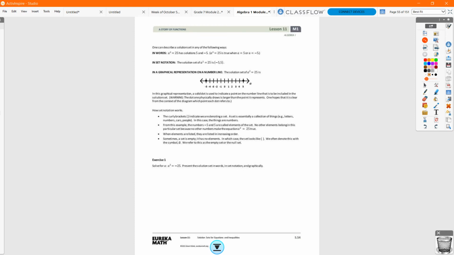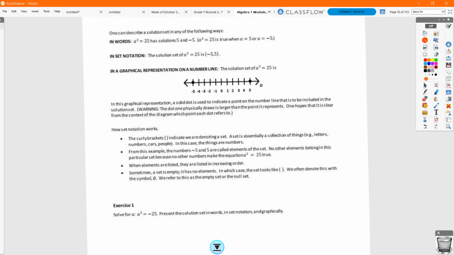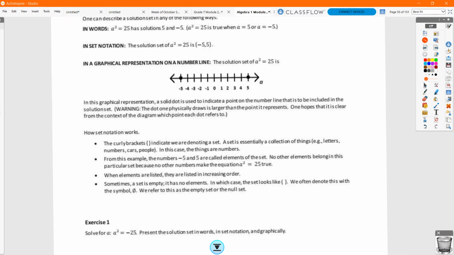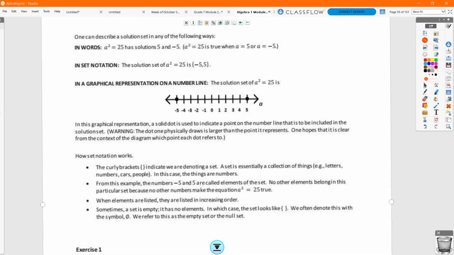So here you go. This is actually a wonderful spot right here, and it shows you how to write it in set notation and everything else. So one can describe a solution set in any of the following ways. In words, a squared equals 25 has the solutions of 5 and a negative 5, because a squared equals 25 is true when a equals 5 or a equals a negative 5.